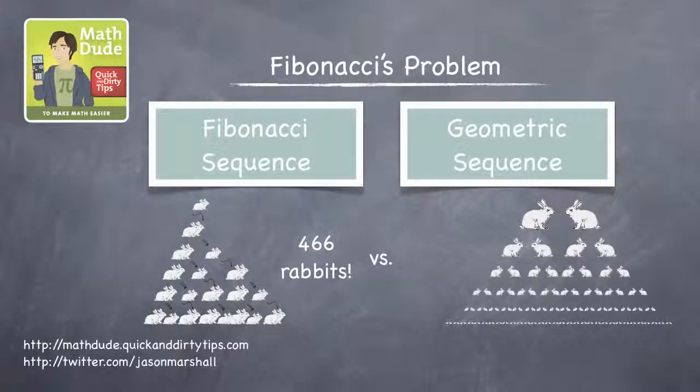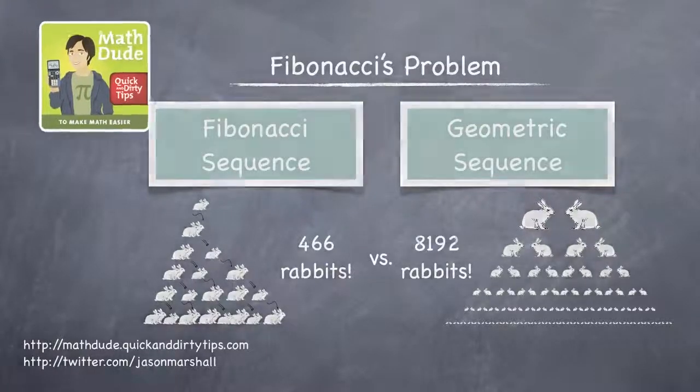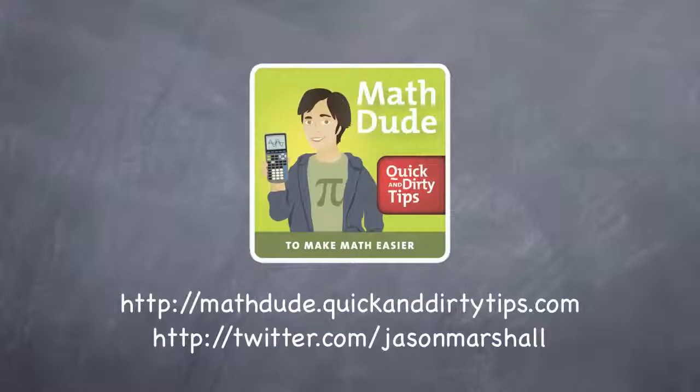If the rabbit population grew like a geometric sequence and doubled every month, at the end of a year, there'd be 8,192 rabbits. And that's the story of Fibonacci and his rabbits.